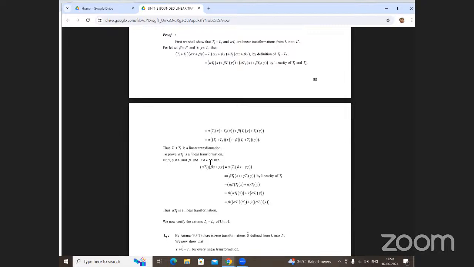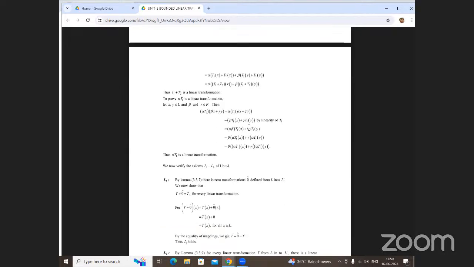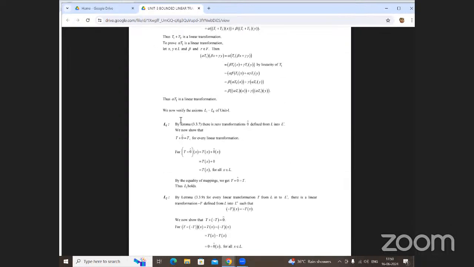So beta x plus gamma y is connected with the scalar multiplication alpha T1. So this is alpha of T1 of beta x plus gamma y, which is beta into alpha T1 of x plus gamma into alpha T1 of y. That can be written as alpha T1 of x and alpha T1 of y. So scalar multiplication is verified on linear transformation, so the scalar multiple of a transformation is also a linear transformation. Again, this is also a linear space because all the properties L1 to L8 from the first unit are verified.